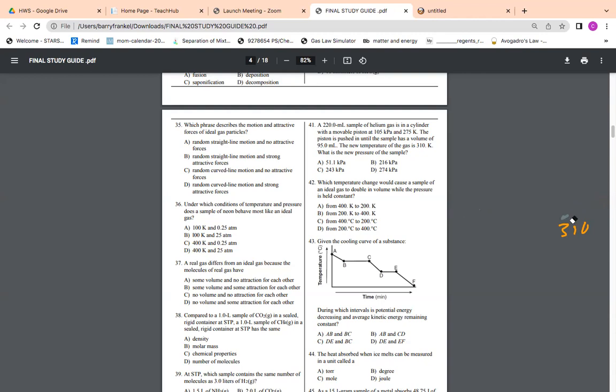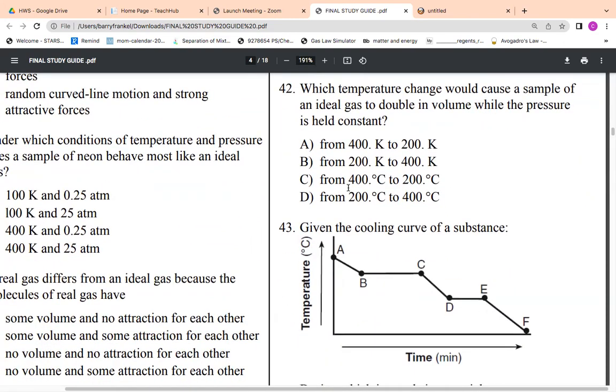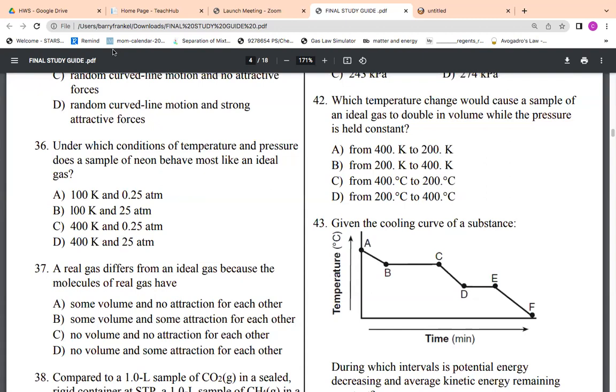Again, we already did an example of this, so just use what we did in the other one to help you solve this one. Alrighty, number 42. Which temperature change would cause a sample of an ideal gas to double in volume while the pressure is held constant? So if pressure is being held constant, we're looking at the relationship between volume and temperature. And this is a direct relationship. So if you double the volume, you double the temperature. Or if you double the temperature, you double the volume. So we want to double. And again, when you're talking about the ideal gases, it is the Kelvin temperature.